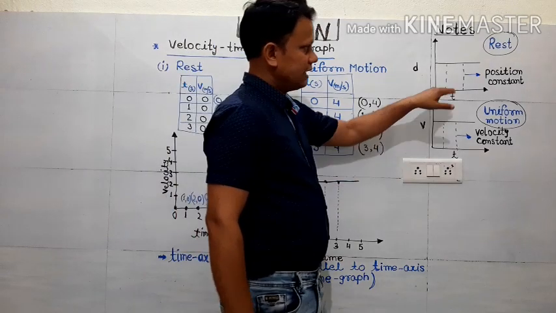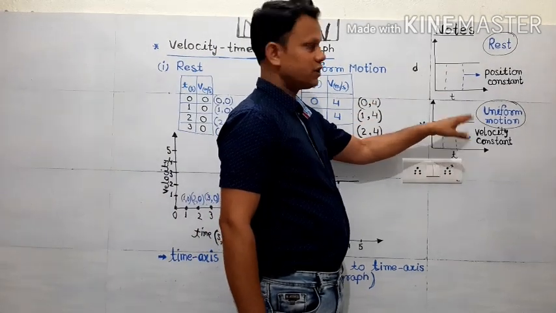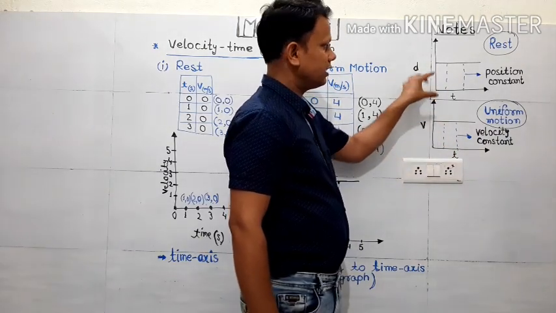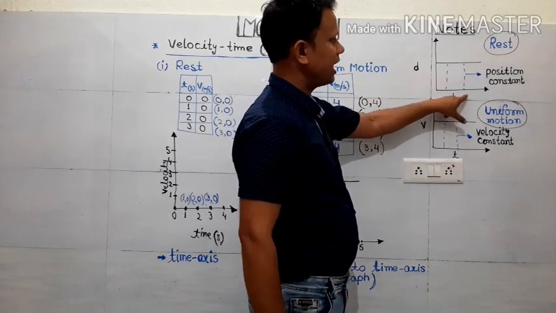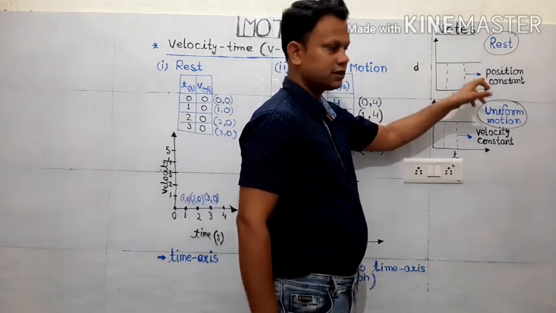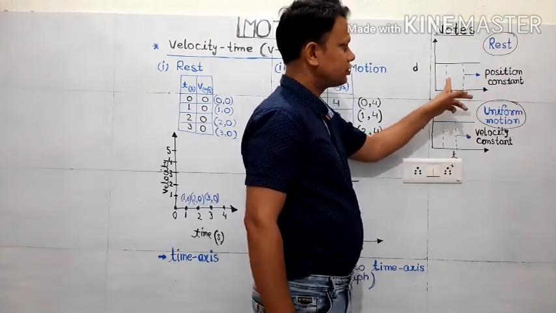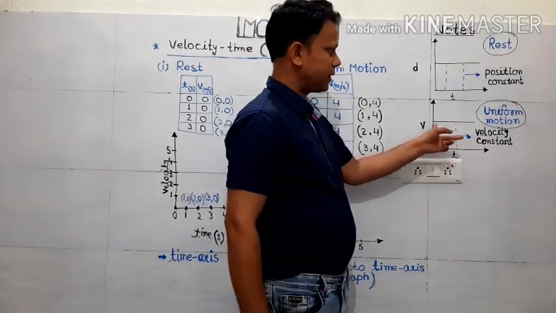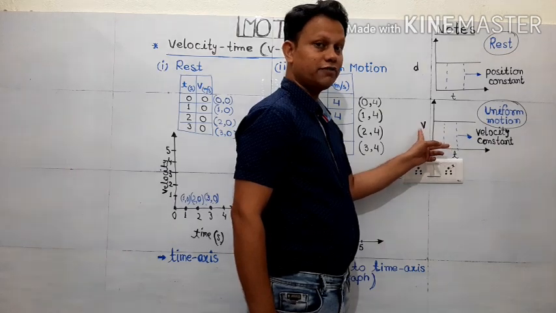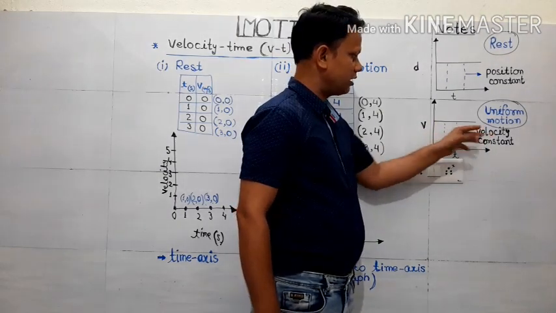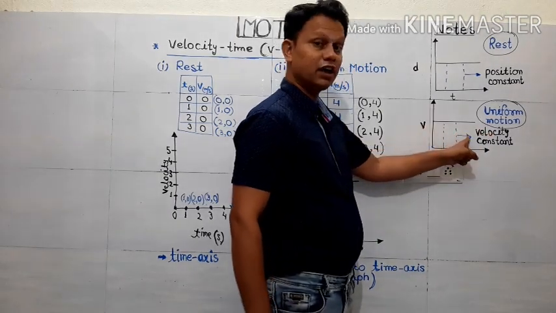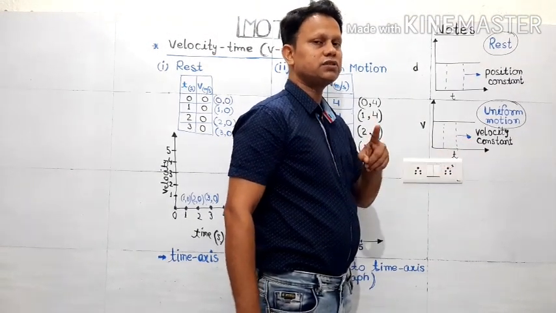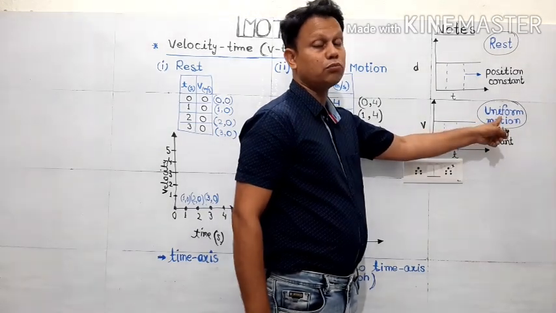So I have taken two graphs here. One is DT graph and one is VT graph. So just have a look at the difference. Here it is showing that with respect to time, the distance is fixed. That means position is constant. So this situation represents rest. But when this parallel comes when we are plotting VT graph, this value is showing that velocity, magnitude of velocity, that means speed, is constant. And when the speed is constant, it is a situation of uniform motion.